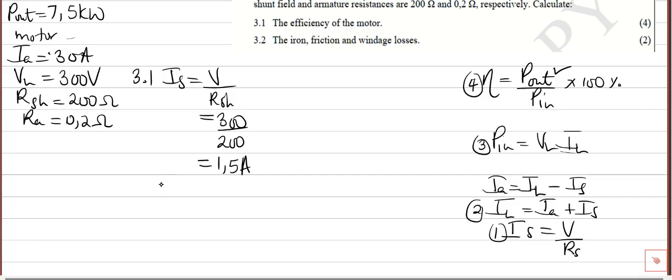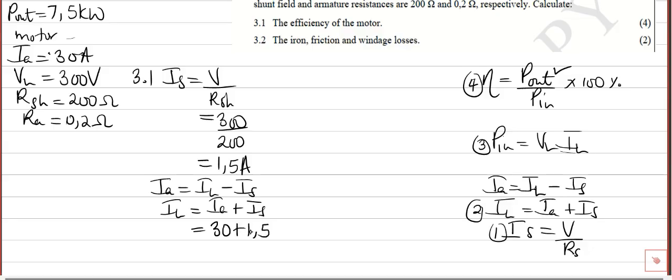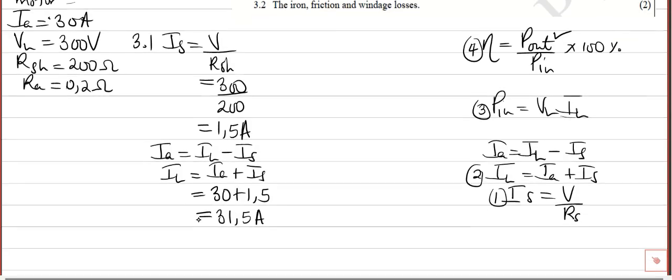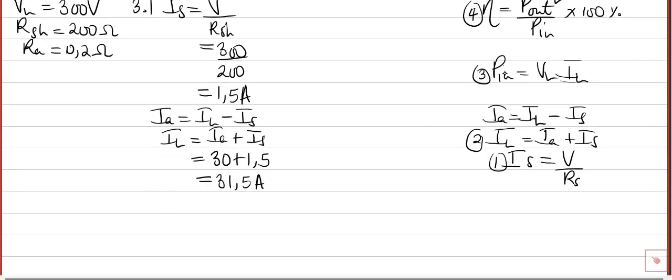Now that we found our I shunt, we want to find IL. Originally we know the formula for IA. It says IL minus I shunt. We want to make IL the subject, so you take I shunt to the other side. You have IA plus I shunt. Our IA, they gave us 30, plus 1,5. We have 31,5 amps.